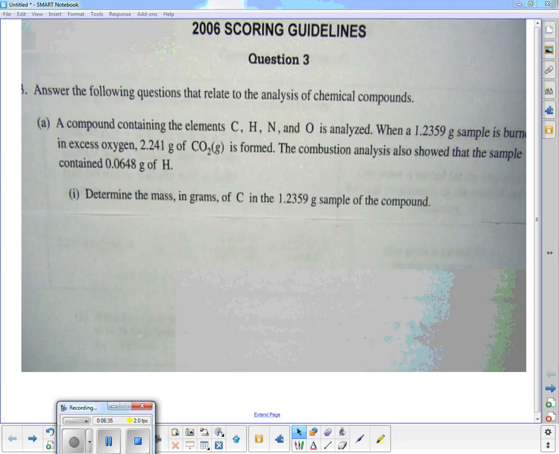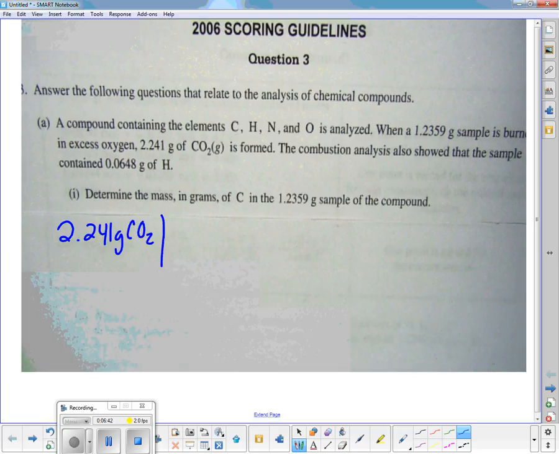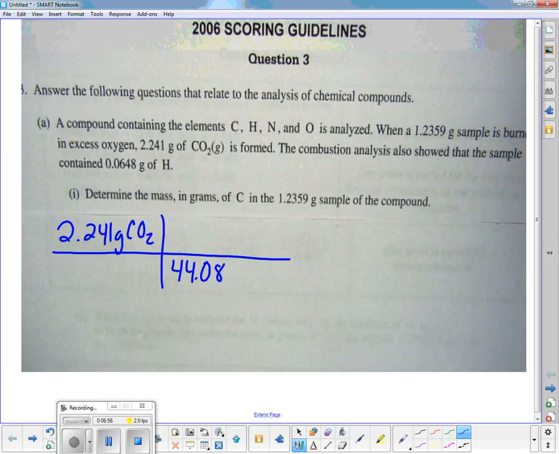So let's take our CO2, which is 2.241 grams of CO2, and we're going to change it to moles, because everything has to go back to moles in order to change from one thing to another. So we add up CO2, and it's like 44.08, something like that.